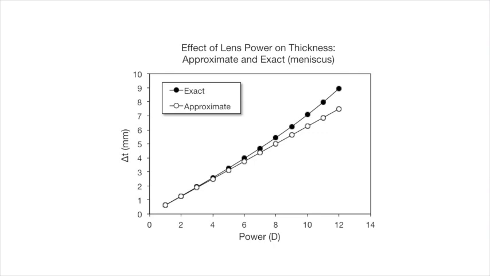But as you see, when we get to higher lens powers, there's a deviation from the linear approximate line. The exact line increases at a much more rapid rate. We'll see the ramifications of that later on in some other examples.